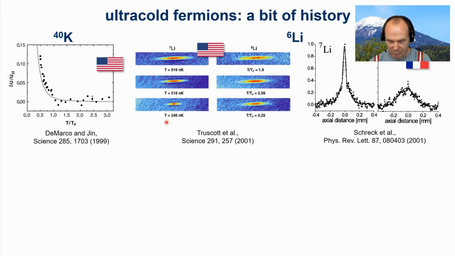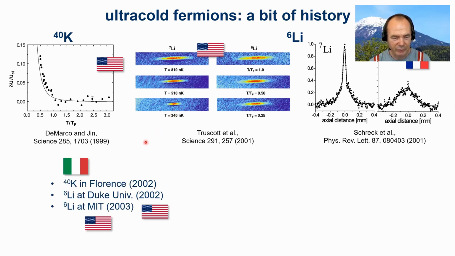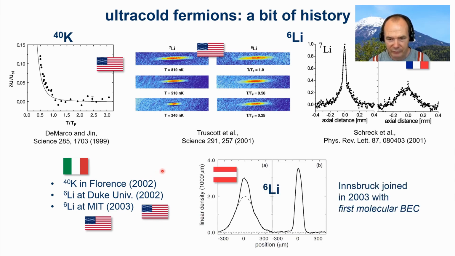Good. Then a little bit more history. Three other groups produced degenerate Fermi systems: potassium 40 in Florence, lithium 6 and lithium at Duke University in the United States, and at MIT. MIT, that's the Ketterle group, that's the Thomas group, and that was the Gehm group. And then now group number 7 with degenerate fermions, that was our group in Innsbruck in 2003.